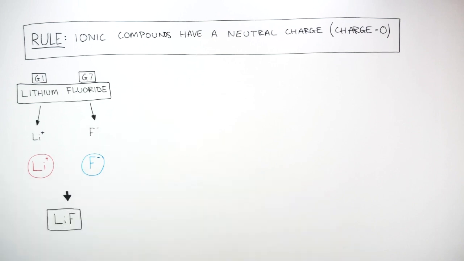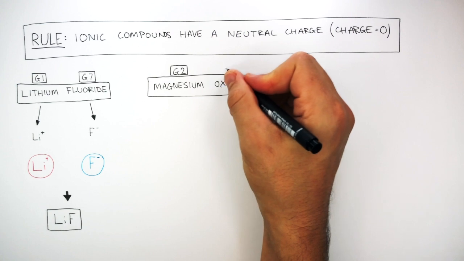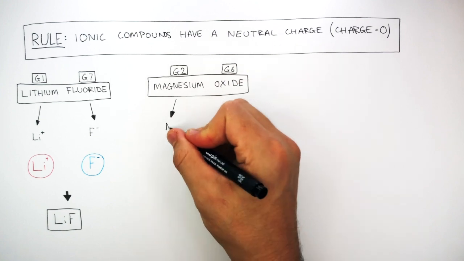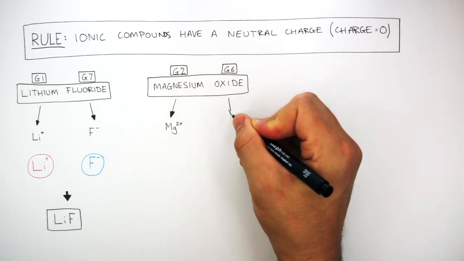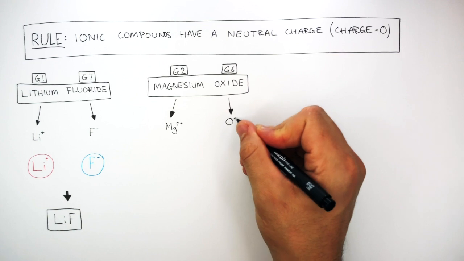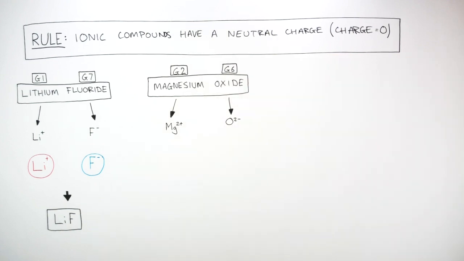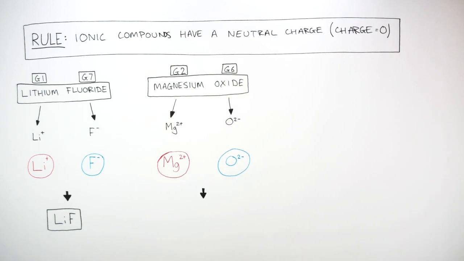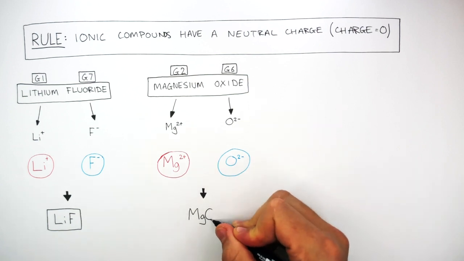In this next example, magnesium oxide is an ionic compound, and we know all ionic compounds have a neutral charge. But what is the chemical formula? Well, magnesium is in group 2, and the oxygen is in group 6. So we know magnesium will always form an ion of Mg2+, and the oxygen will always form an ion of O2-. So when we draw out these ions, Mg2+ and O2-, we can see the 2+ and the 2- cancel each other out. So the chemical formula is MgO.